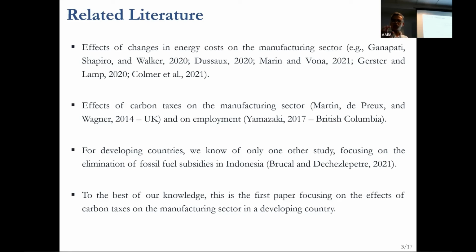For developing countries, we only know of one other study, focused on the elimination of fossil fuel subsidies for the manufacturing sector in Indonesia, and it finds results very similar to the two previous studies. And so, to the best of our knowledge, this is the first study to look at a precise carbon tax and the effect that it has on the manufacturing sector in a developing country.